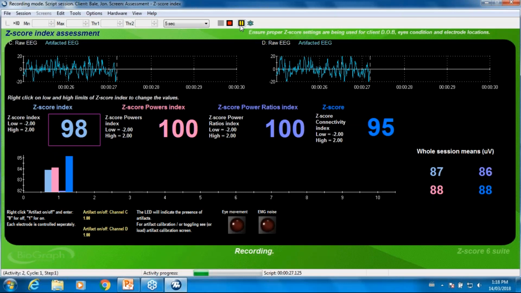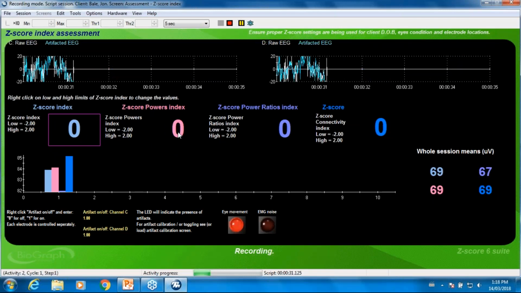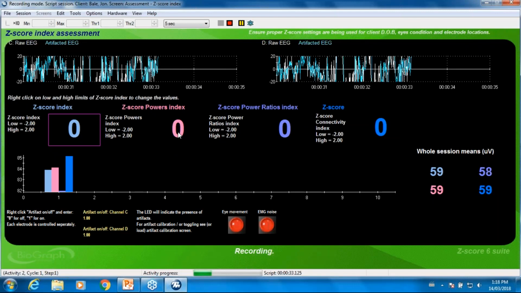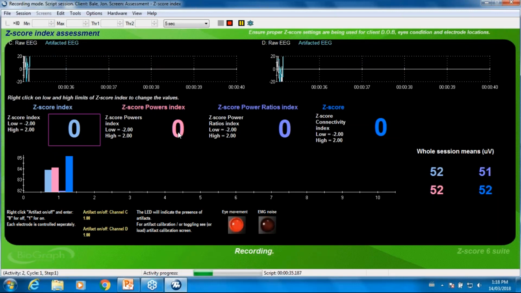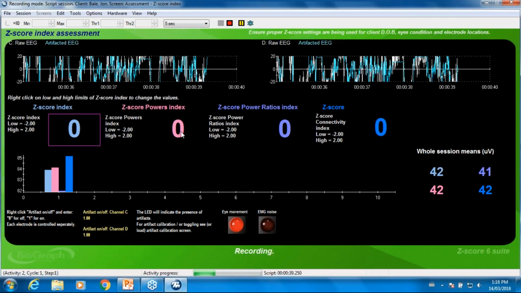If I were to unpause, sometimes you see the value go to 0. And 0 doesn't mean that my brain is going crazy and that I have a problem. It just means that I'm generating a lot of artifacts, and so it's disallowing any sort of statistical analysis on them.